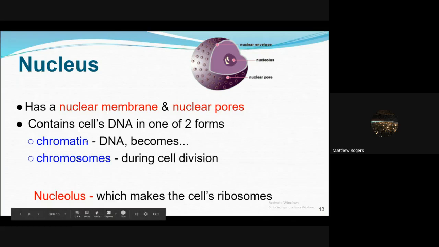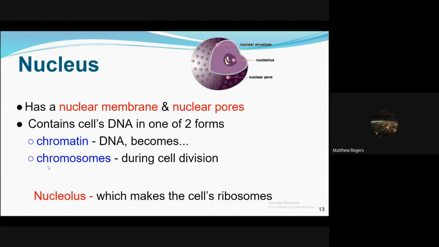You have DNA, and the DNA is in one of two forms. This is something that kids struggle with sometimes. So if a cell is just hanging out doing nothing and is not dividing, is not really doing anything that important, its DNA hangs out as chromatin. Picture chromatin almost like spaghetti. It's just unstructured DNA. It's just floating around.